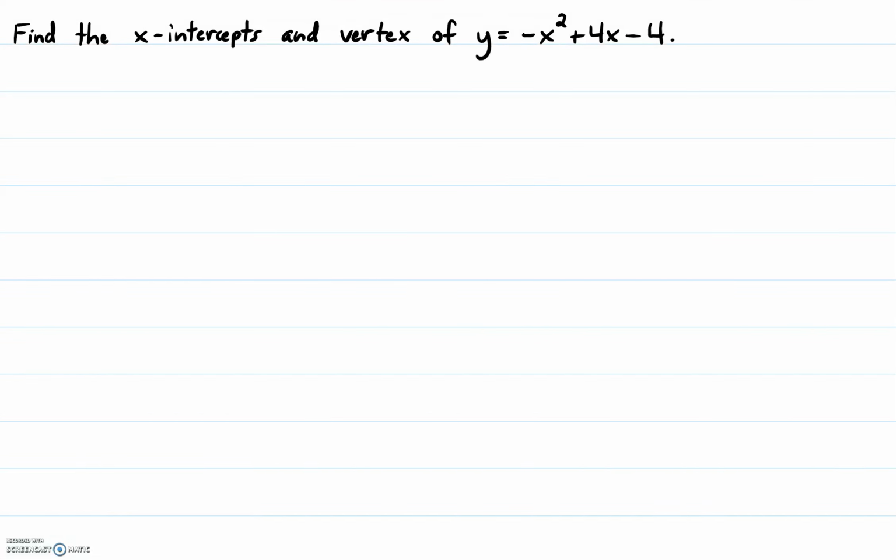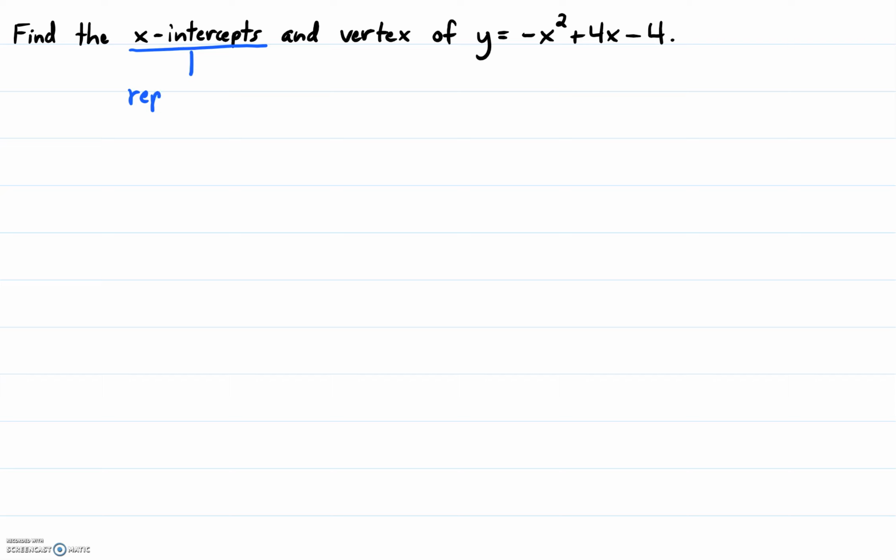In this video, we're going to find any x-intercepts that exist and the vertex of y is equal to negative x squared plus 4x minus 4. So starting with the x-intercept, anytime you want to find an x-intercept, which is a place where the graph of the function would run into the x-axis, what you want to do is replace your y value, any y's that you have, with 0 and solve for x.